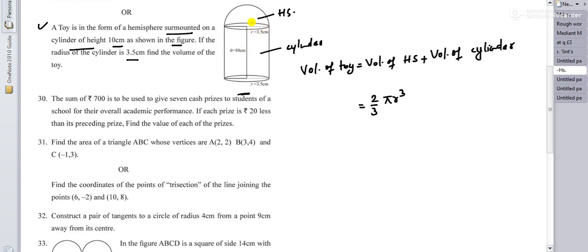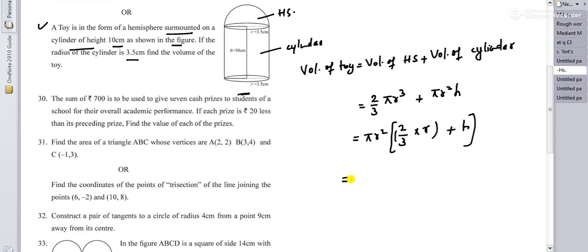Since the radius is the same for both the hemisphere and the cylinder, you can write it like this. And here the volume of the cylinder is pi r square h. Now what in all can you take common? You can take common pi as well as r square. The remaining part will be 2 by 3 into r that will be left here, plus what will be left here? It is just h.